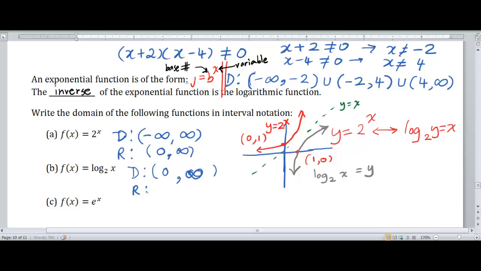What is the range for the logarithmic function? Well, you can see it can take any value. Y can be positive or y can be negative. So y is negative infinity to positive infinity. So the domain of the exponential function is the range of the logarithmic function, and the range of the exponential function is the domain of the logarithmic function. That is going to hold true for functions that are inverses of each other.